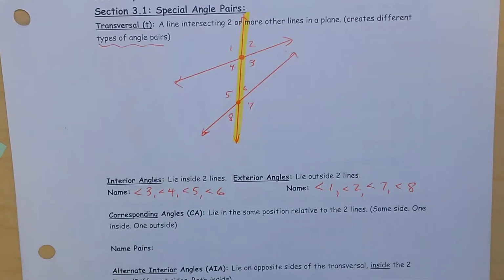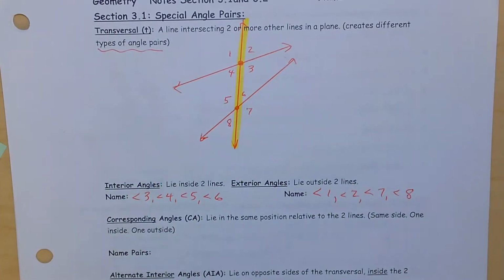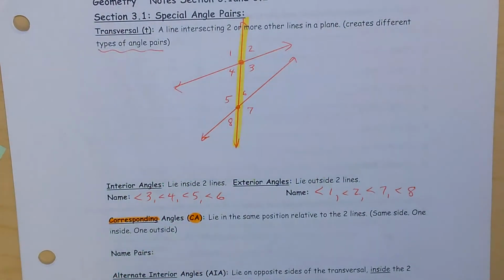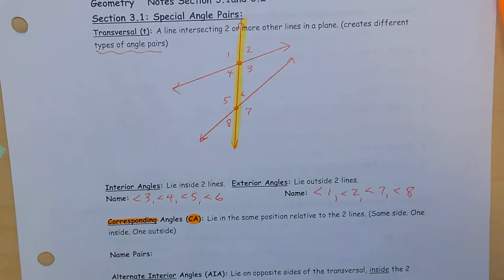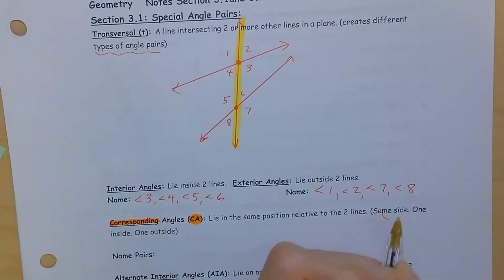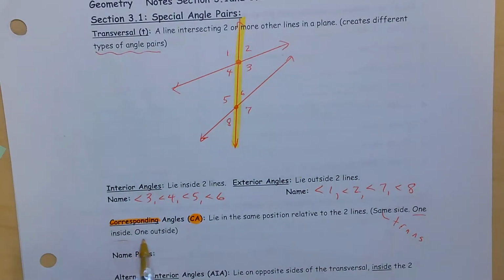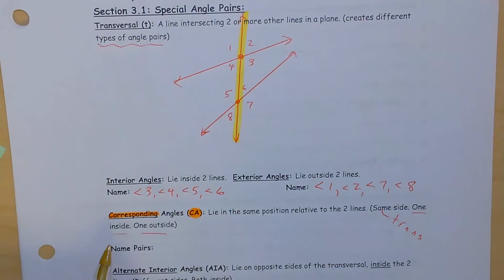Okay, now we're going to learn different pair names based on the picture. We're going to start by looking at corresponding angles. Here is the description for corresponding. First of all, the abbreviation will eventually be CA, we'll call them. They are in the same position relative to the 2 lines. So they're going to be on the same side of the transversal. One will be inside and one will be outside. All right, so let's look for pairs where that happens.